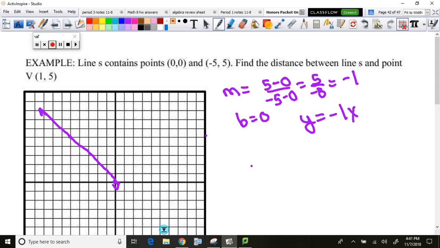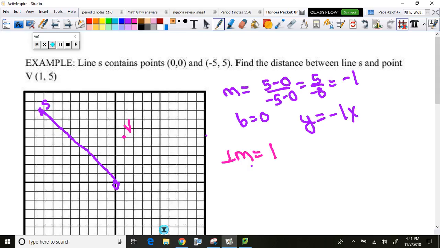Now I want to find the distance between that line, which is line S, and point V, which is the point 1, 5. So 1, 5 is over 1, up 5. So there's point V. So I want to find the distance between point V and that line. So the first thing I need to know is the perpendicular slope is 1. So this is perpendicular to negative 1.